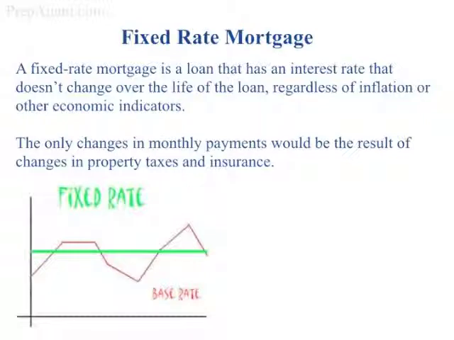Fixed-rate mortgage. A fixed-rate mortgage is a loan that has an interest rate that doesn't change over the life of the loan, regardless of inflation or other economic indicators. The only changes in monthly payments would be the result of changes in property taxes and insurance.